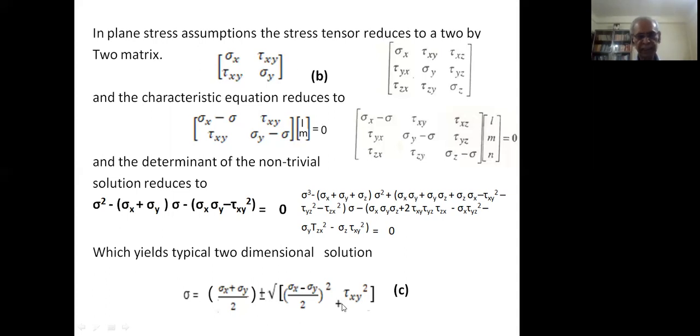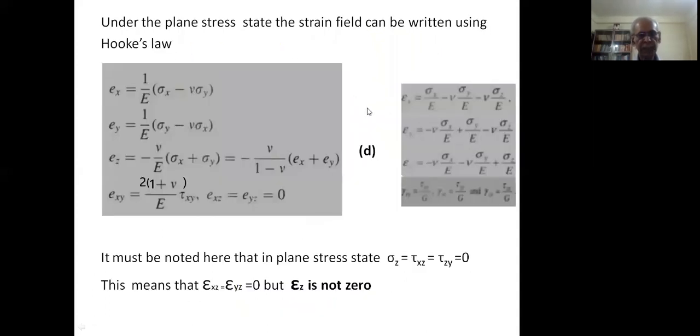Okay, I think there's nothing great in this. This I think we can understand well. So let's go to the next page. Now we also need to consider the stress-strain relation, and that will be by Hooke's law.